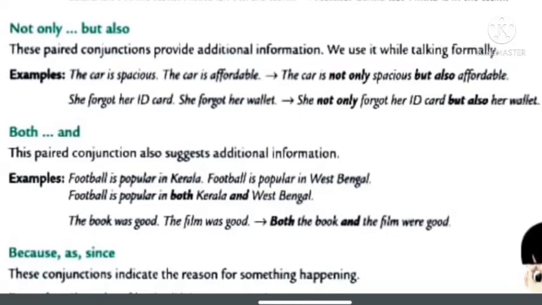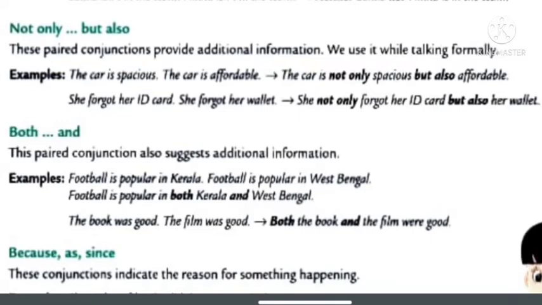What additional information did we get? We got that the car is spacious, that there is enough space in the car. Not only spacious, but it is affordable. Affordable is additional information. It is extra information given to us. So we can make use of the paired conjunction, not only, but also. So how can we join those two sentences? The car is not only spacious, but also affordable.